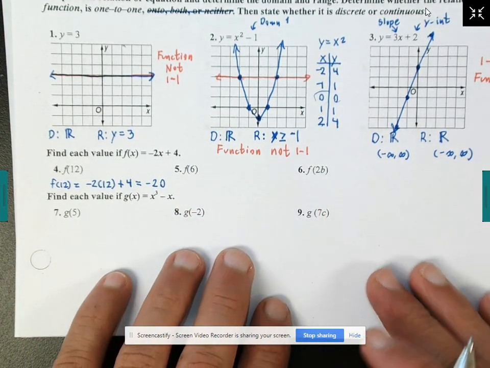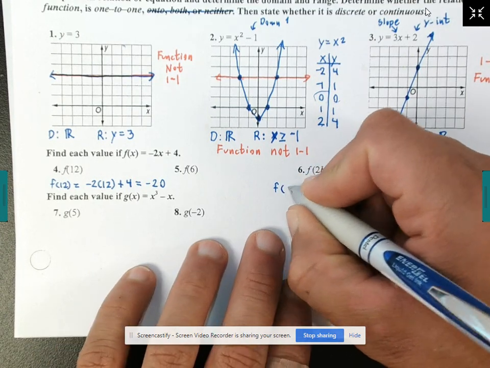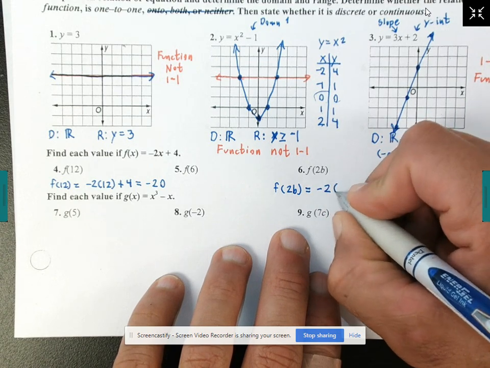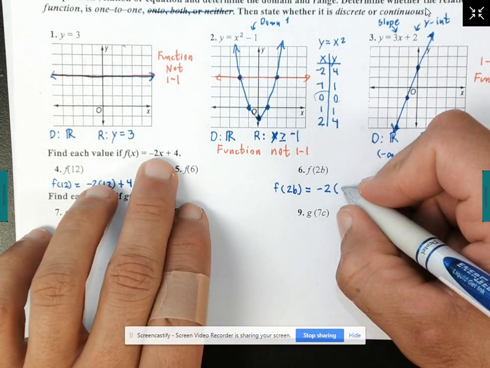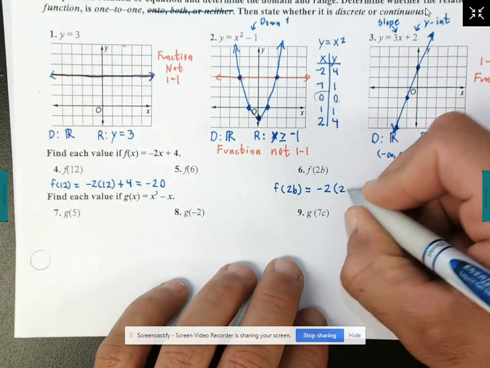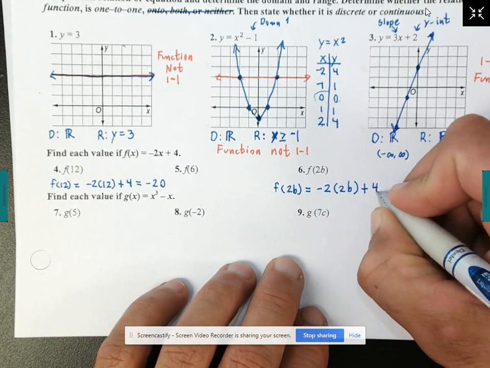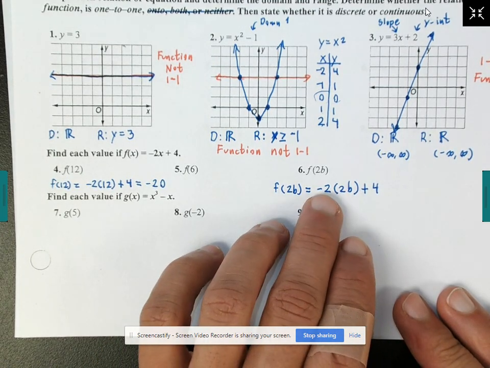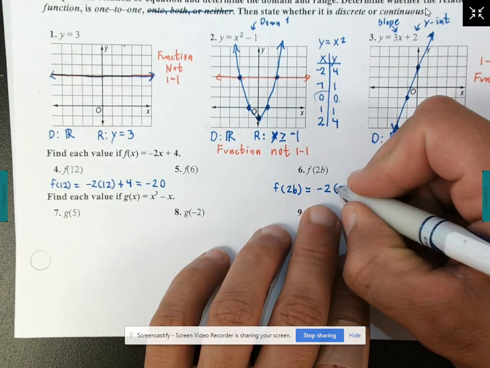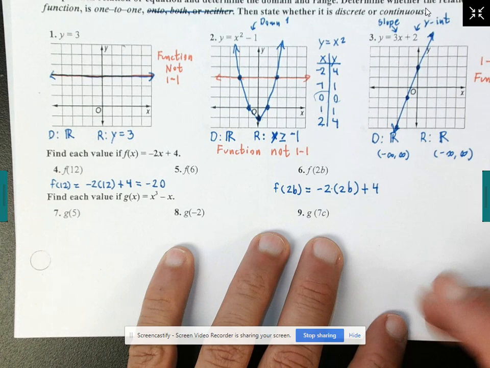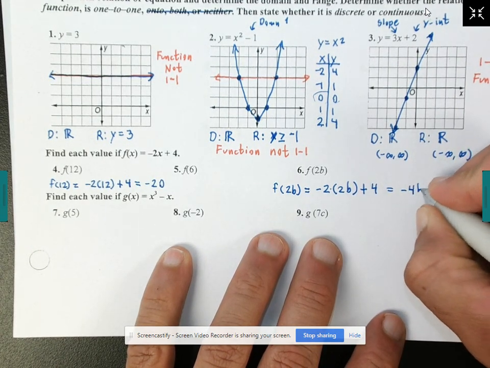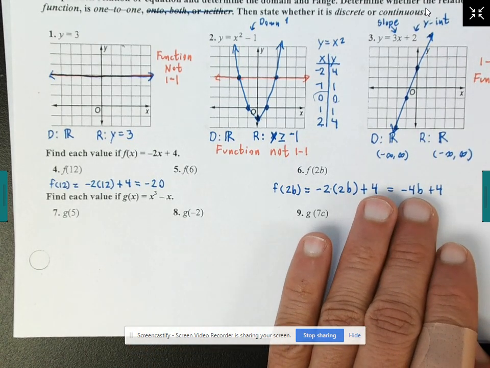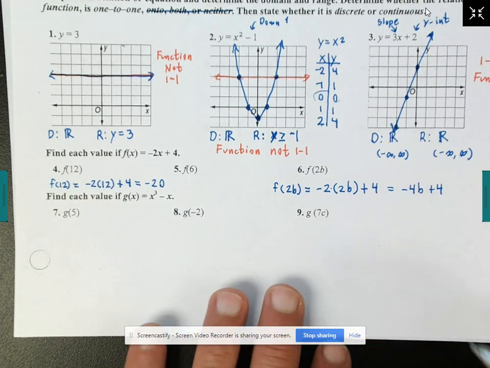Let's go to number 6, which is a little bit different. f of 2b. In essence, what we're doing doesn't change too much. We're still going to replace the x in this function f of x with a 2b. Now right here, between the negative 2 and the parentheses, there's nothing going on, meaning I have to multiply. Maybe that's not obvious to some of you, but you have to multiply those two. So now I have negative 4b plus 4. If you have like terms, then you should add them, but these are not like terms. So this is as far as I can go. This is the answer for that.